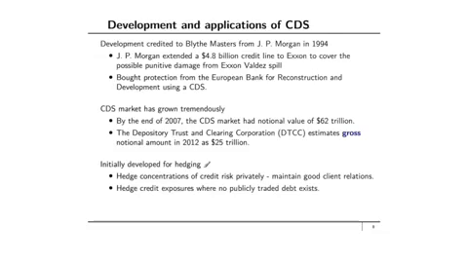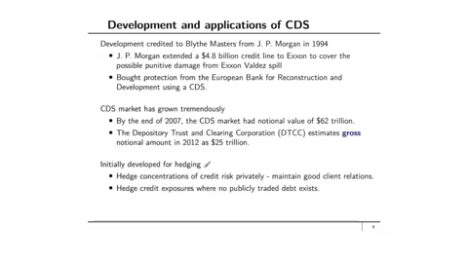CDSs were initially developed for hedging. They allow you to hedge concentrations of credit risk privately. So take the example of JP Morgan and Exxon. JP Morgan makes a loan to Exxon. It wants to protect itself. So there are two possibilities.